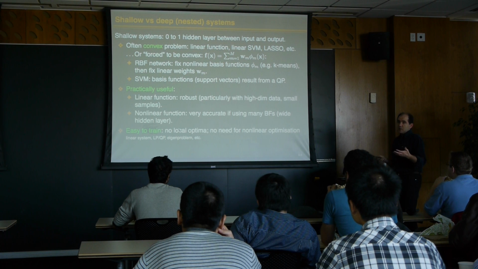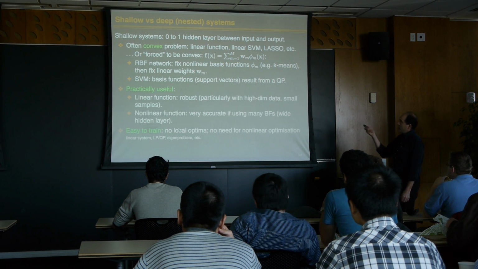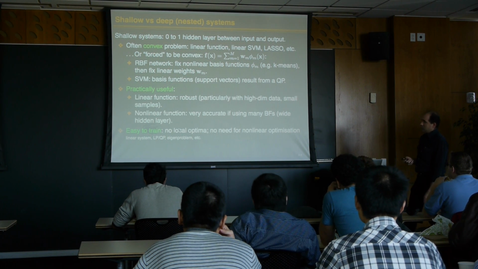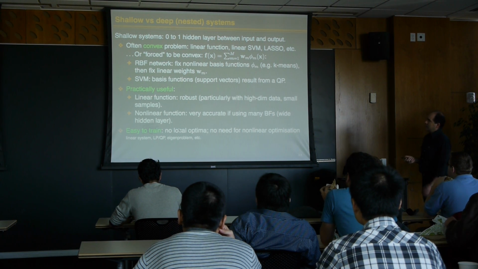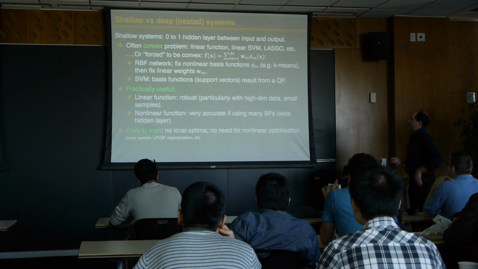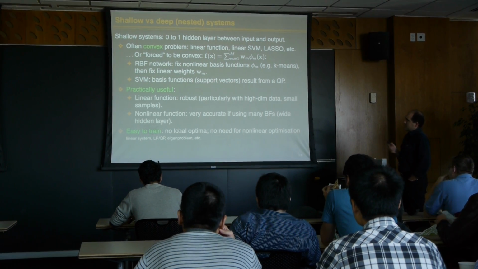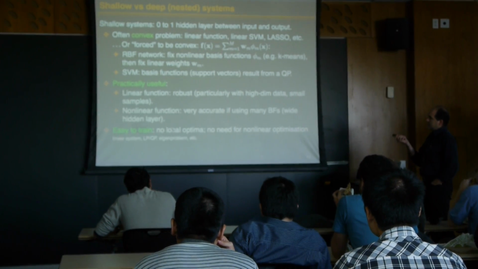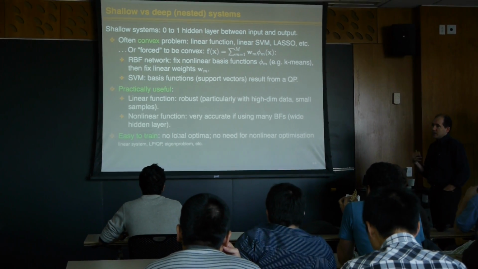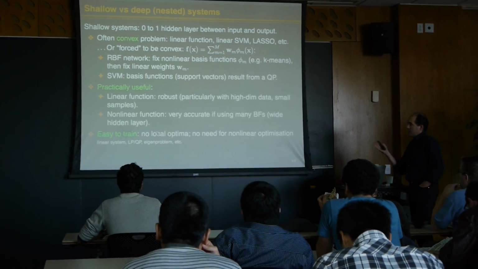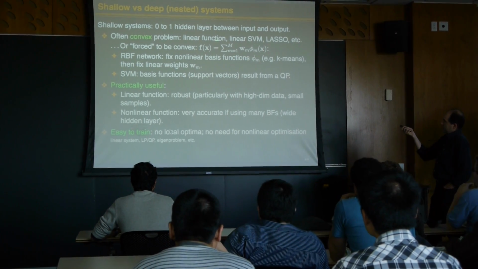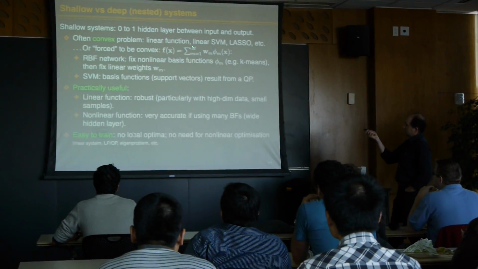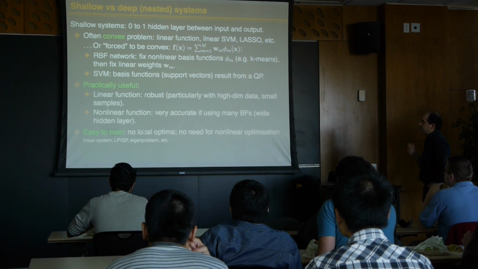And the support vectors, even though they appear non-linearly here, can be obtained by solving a quadratic program, not in closed form, but with a unique optimum. So these models are convex and generally easy to train. They are also useful because either they are very robust models like linear mappings, or if they are non-linear, you can control the flexibility or the power of the model by changing the number of basis functions that you have here.